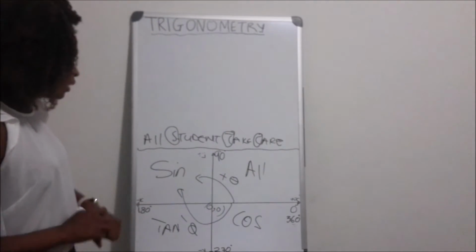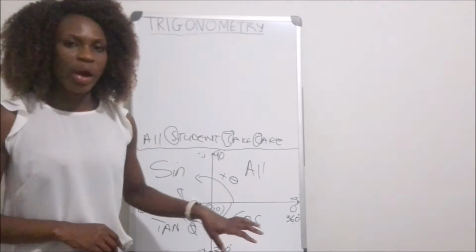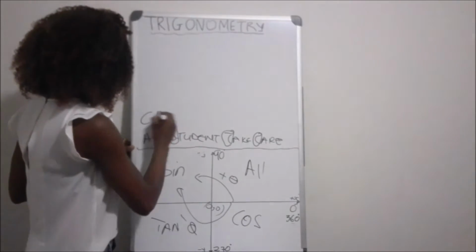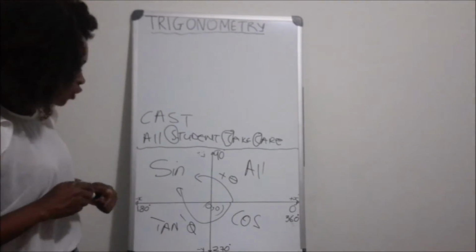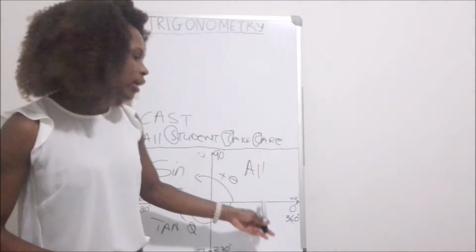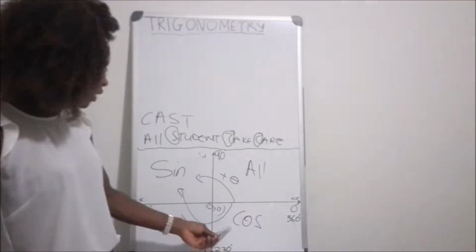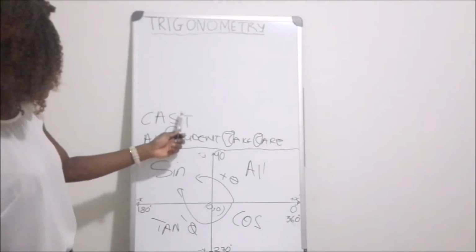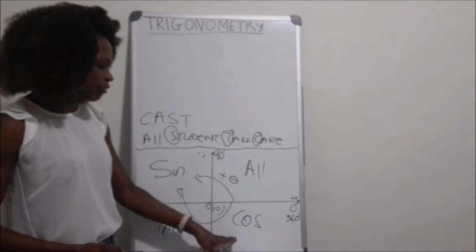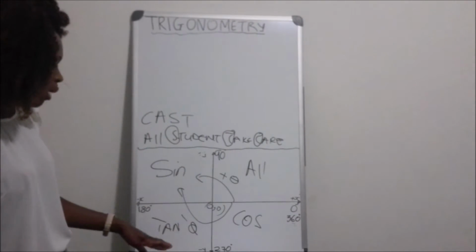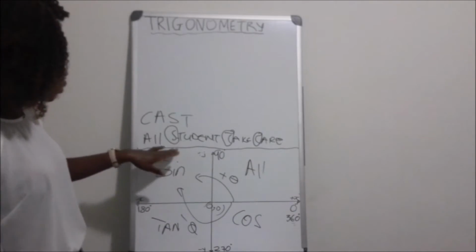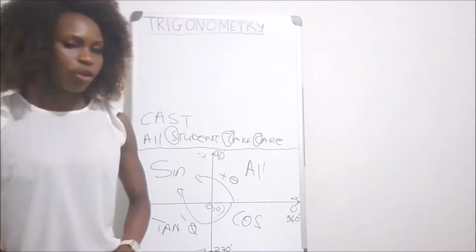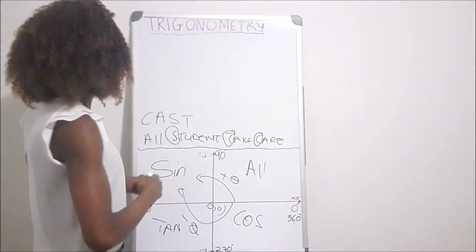Another thing you can use to memorize the Cartesian plane is the word CAST. CAST is when you start from the fourth quadrant going anti-clockwise. It starts with C, which is for cos, then A for all, S for sine, and then T for tan. This is when you start from the fourth quadrant going anti-clockwise to the third quadrant. All right, let's look at this.